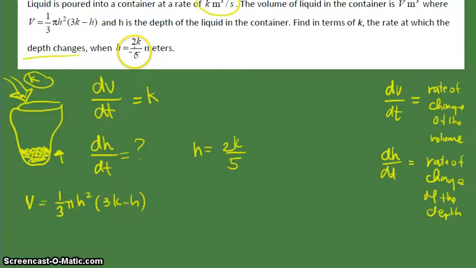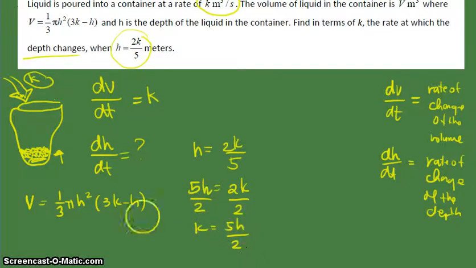Okay, so if h is 2k over 5, then I can manipulate this equation to come up with a k that will replace the k in the volume equation. To do that, if I have h equal to 2k over 5, this simply means 5h is equal to 2k. And if I divide this by 2, then k is 5h over 2. And that means V is equivalent to 1/3 pi h squared times the quantity 3 times 5h over 2 minus h.